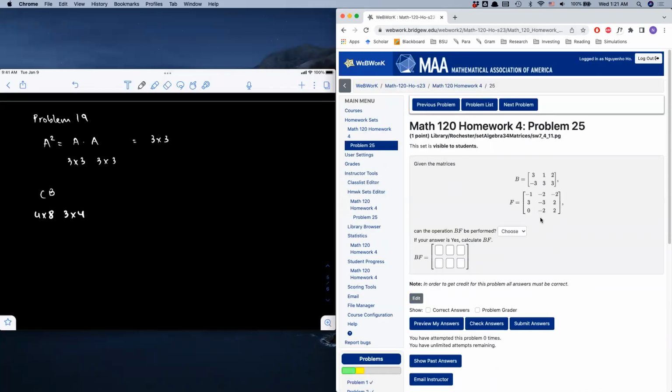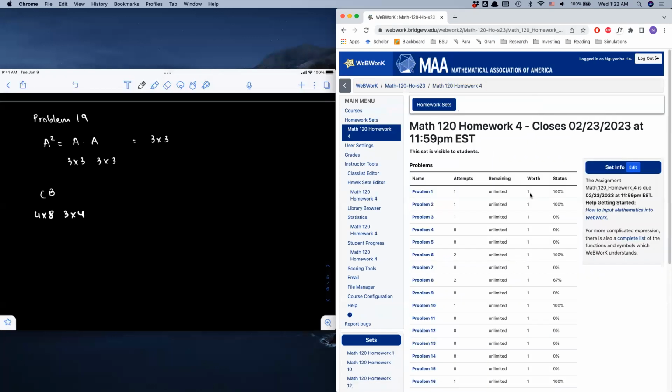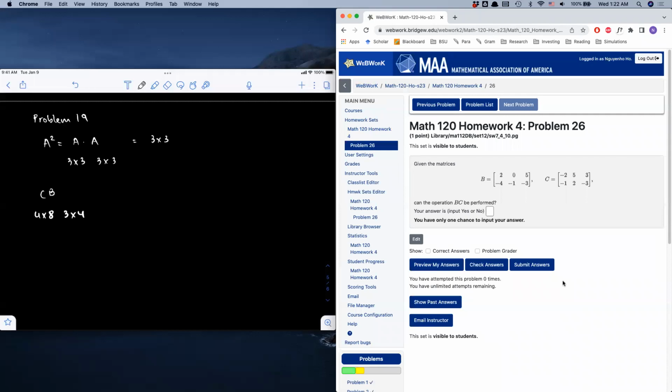So here again, let's see if you can perform the calculations. If the answer is yes, then you calculate the product B times F. Okay. So it should be very simple for you at this point. And the last problem, problem 26. So again, it's just matrix multiplications.